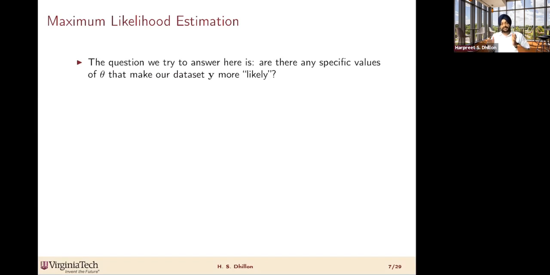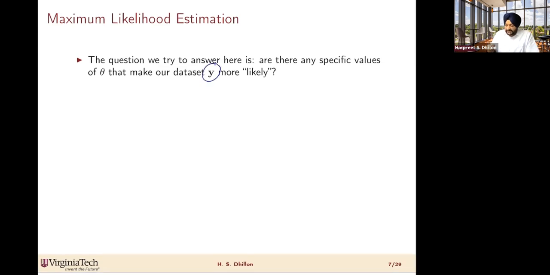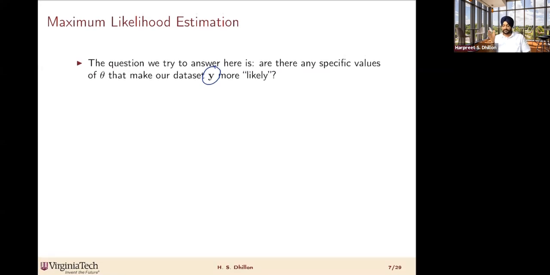The question that we try to answer in ML estimation is, are there any specific values of theta that make our data set Y more likely? Before I go into this in more detail, make sure that you understand the difference between this Y, which is some generic data set. It has nothing to do with the output. For these couple of examples I am giving, this is just some data set. We are introducing the basic notions of estimation in terms of this data set, but this is not really the output Y that we defined before. I'm not sure if you can see the distinction between the font type that is used here, but it is different.